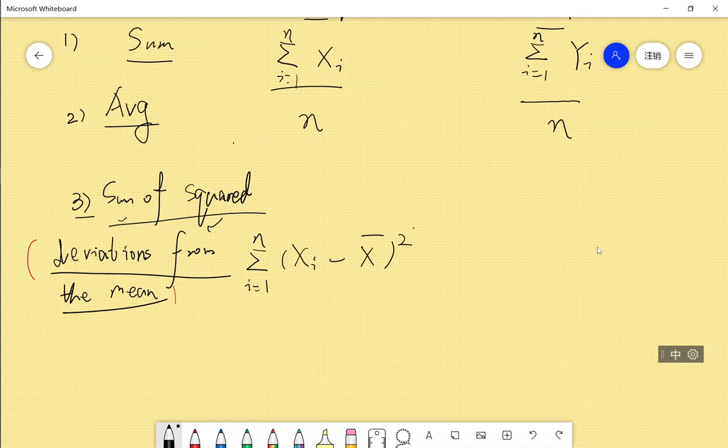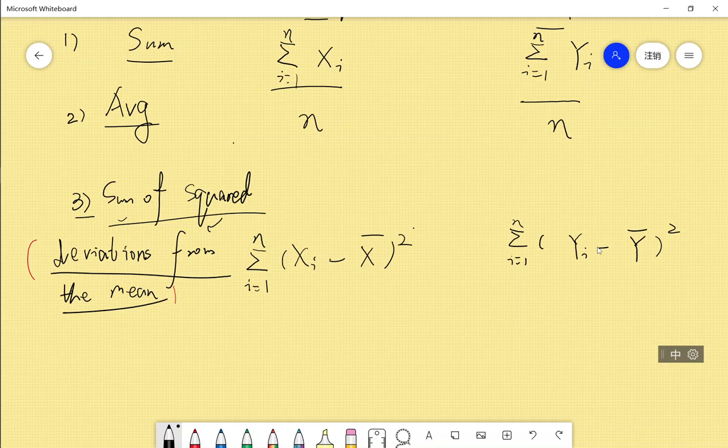Okay, and you can also use the same method, i equals 1 all the way up to n, and use the yi minus y overline, which means that is the mean of y. And of course, you can square that and sum all that up, and you get the sum of the square deviation from the mean of y.